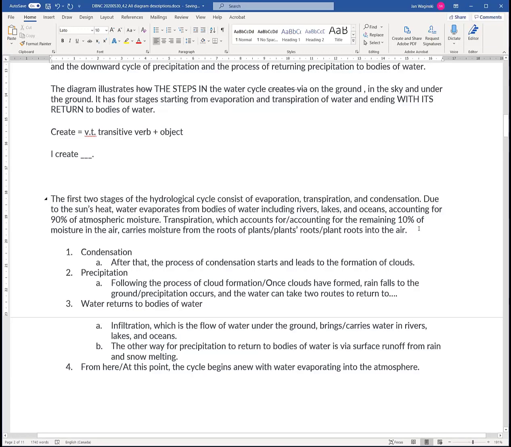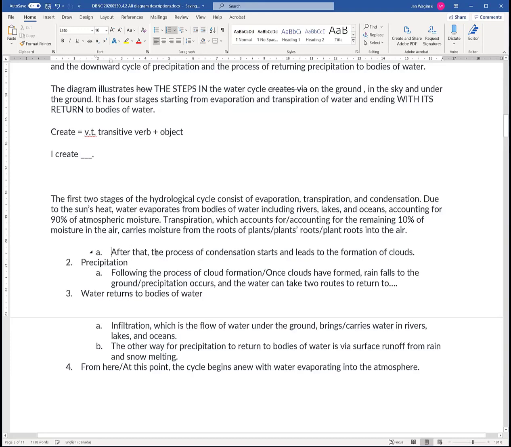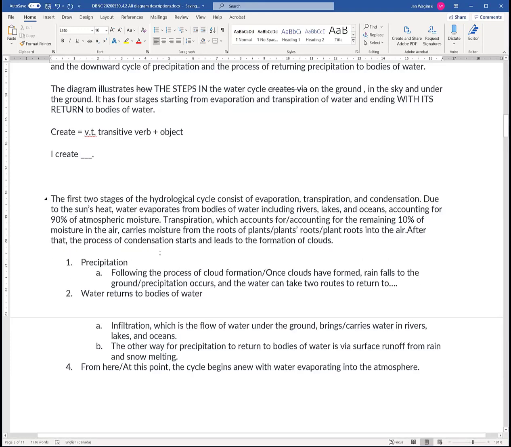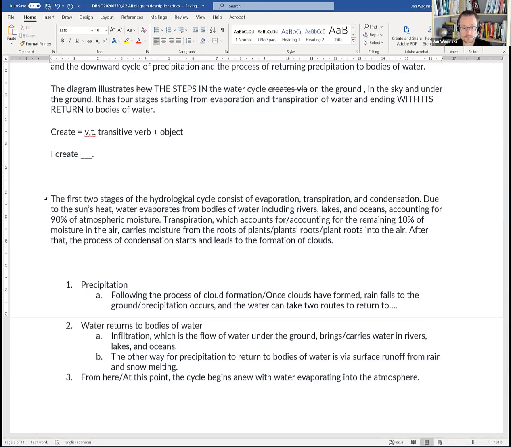Now we can write, after that, the process of condensation starts and leads to the formation of clouds. There we go. Okay, Safa. Use a parallel structure because we've got the first two stages. So that tells us how the next paragraph should begin. And your microphone is turned off.